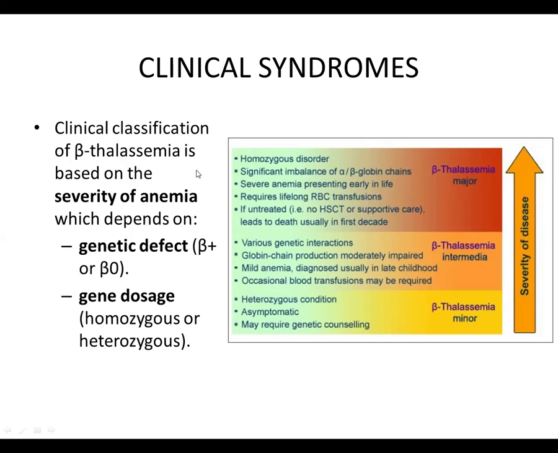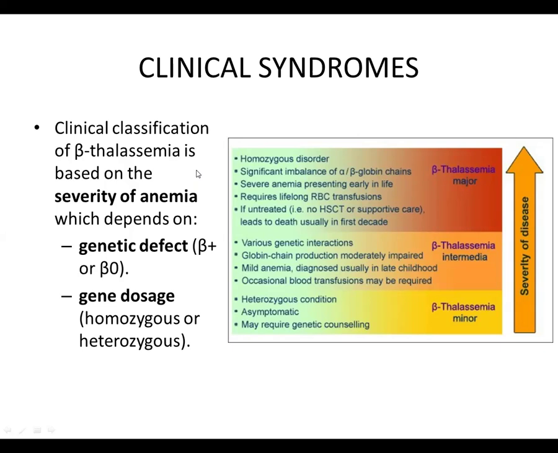The other category is beta thalassemia intermedia. It has various genetic interactions, and the globin chain is produced, but the formation is moderately impaired. And this results in mild anemia. In this case, only occasional blood transfusions are required.